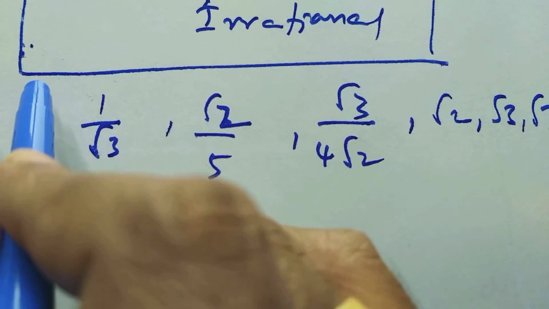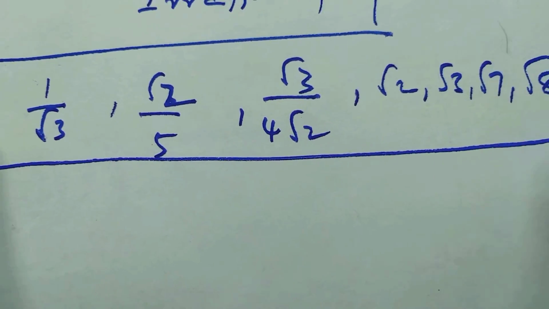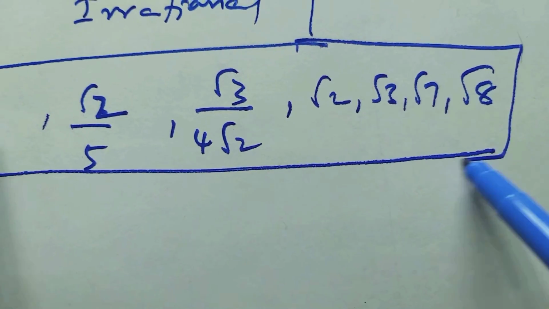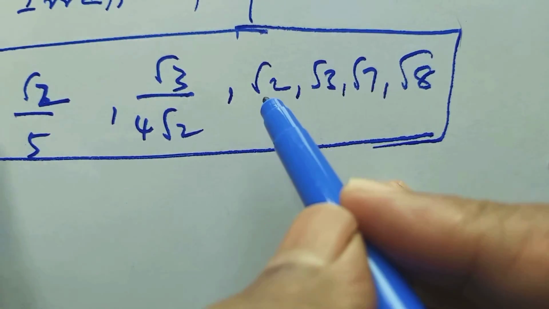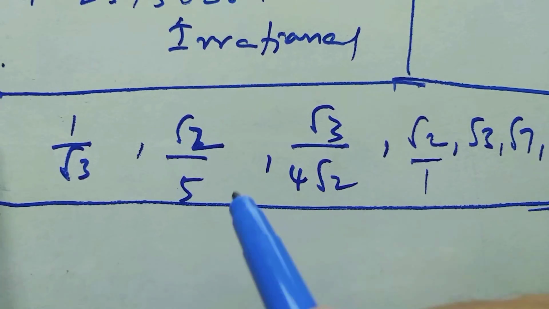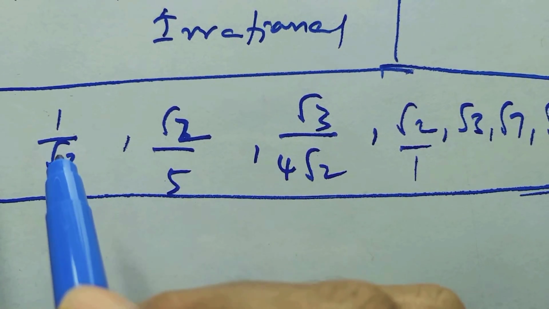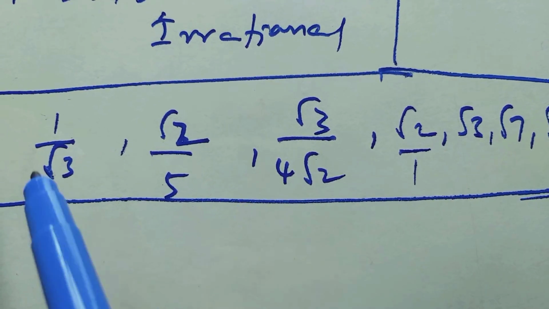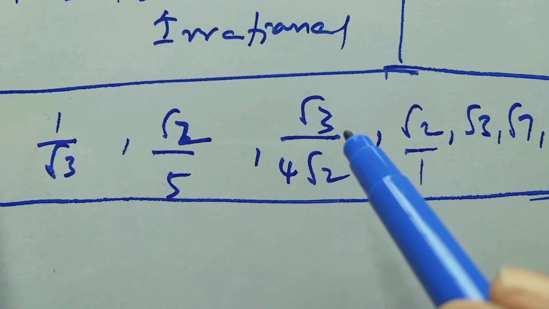So fraction-type irrational numbers mean the numerator or denominator should have a root number. You can also write this in P by Q form, but the numerator and denominator are not integers. So these are the irrational numbers.